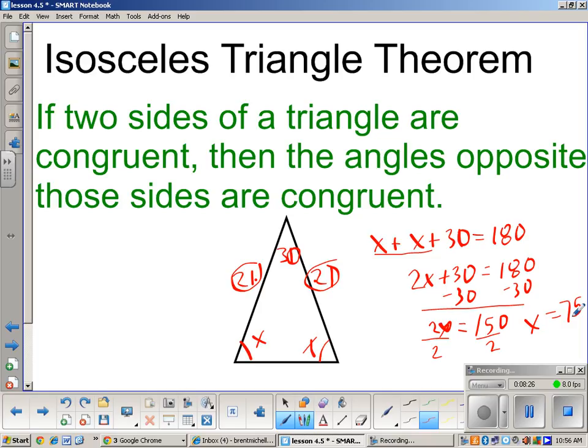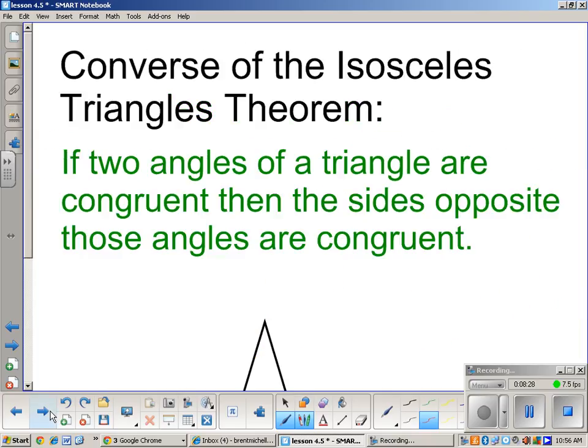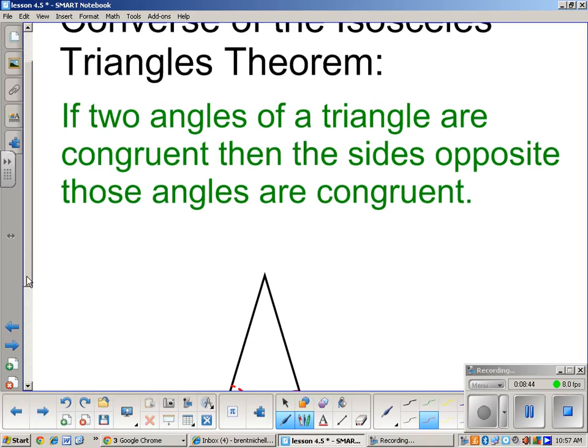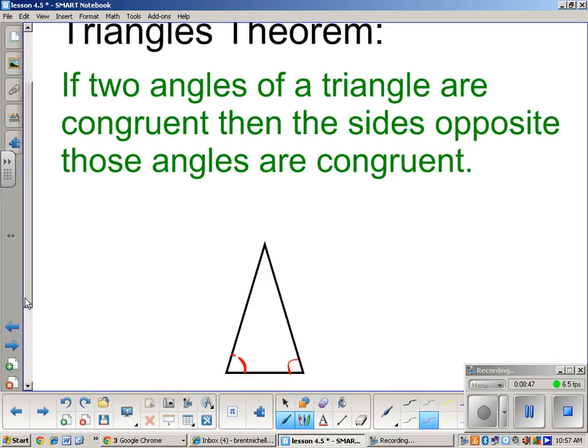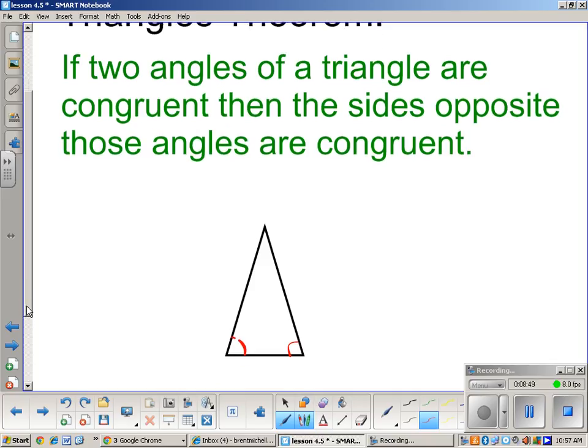Okay, here we go. The converse of the isosceles triangle theorem. Can you cover up the title so you can see the picture? It's just like the last one, except it has the word converse at the beginning. If two angles of a triangle are congruent, then the sides opposite those angles are congruent.